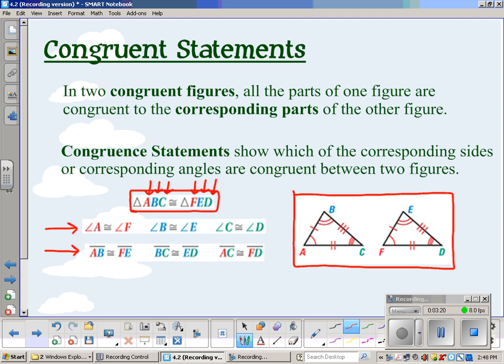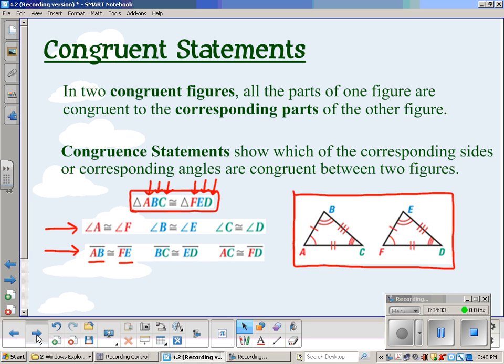Now the sides work in the same way. If you take the first 2 positions, we have A and B and F and E. Those form a side. So those 2 sides would have to be congruent based on our congruent statement. Okay, so we can see that down here. AB is congruent to FE. Now B and C and E and D are in the second and third positions, so they are also a congruent pair of sides, as well as AC and FD, which are in the first and third positions of both of those names. So a congruent statement is very important because not only is it telling you the triangles are congruent to each other, but it's telling you which parts of the triangle are congruent to each other.